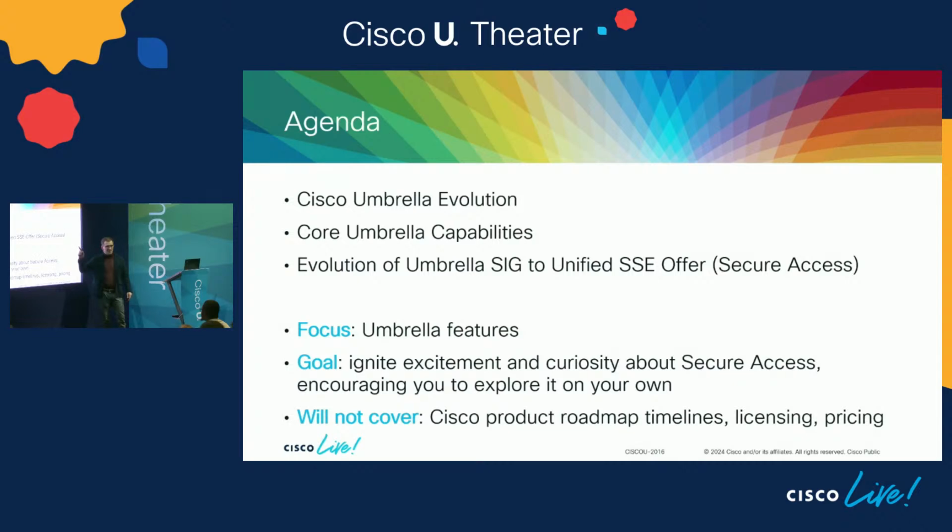Let's take a look at the agenda for today's session. We're going to look at the evolution of Umbrella, so how different features got added to this product over time. We're going to focus on four core capabilities that Umbrella provides: DNS-layer security, cloud-delivered firewall, secure web gateway, and CASB. Then we're also going to spend a few minutes on how Umbrella evolves into a new unified SASE offer called Secure Access.